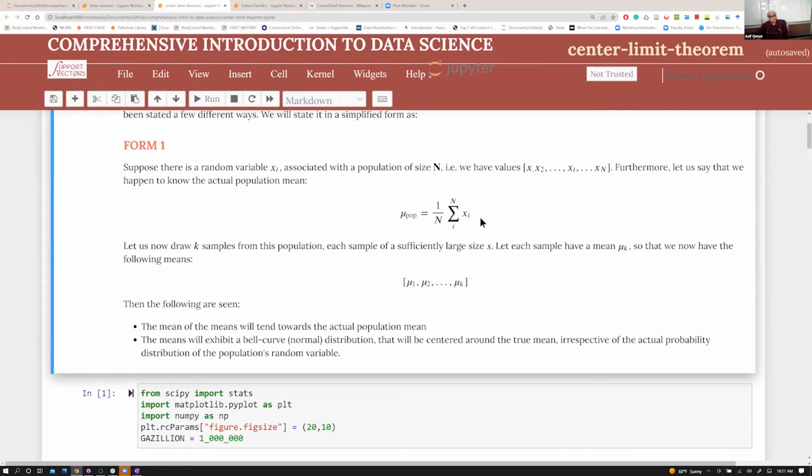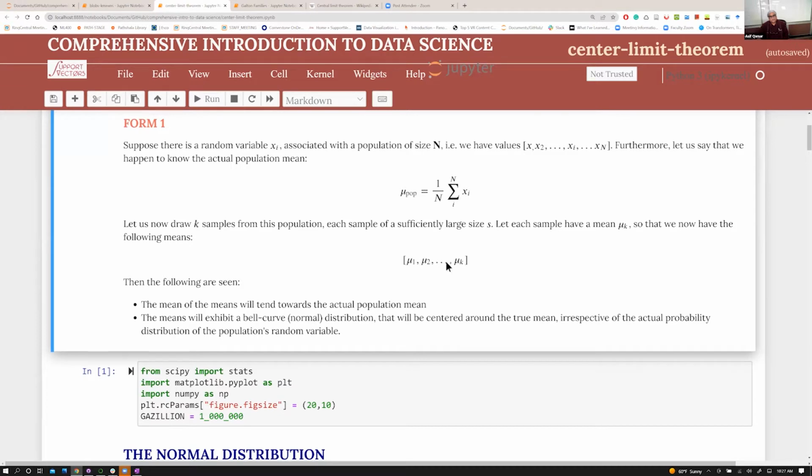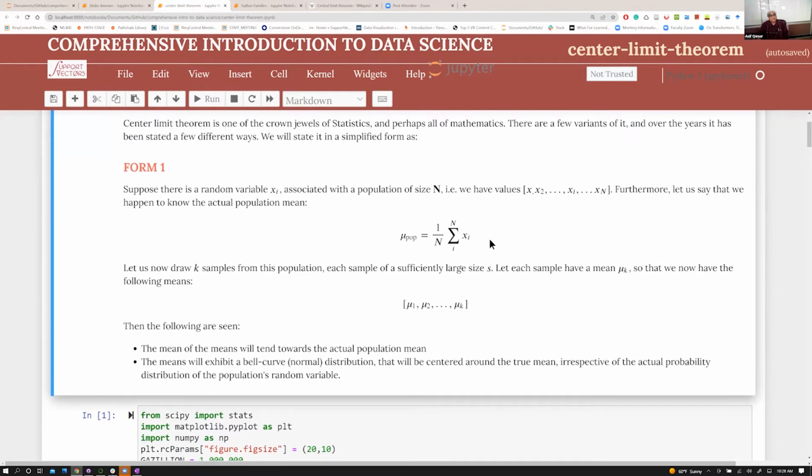When you take random samples like this, you will end up with a lot of mu k, averages of them. The statement that is made is the mean of the means. Now, if you take the average of these little mu's, mu1, mu2, mu3, all the way to mu k, surprisingly, that average will tend towards the real population average. So you never know the population average, but this theorem guarantees that you are asymptotically tending towards the right answer for a very large number of Ks. So the more Ks you take, the closer you come to the right answer.